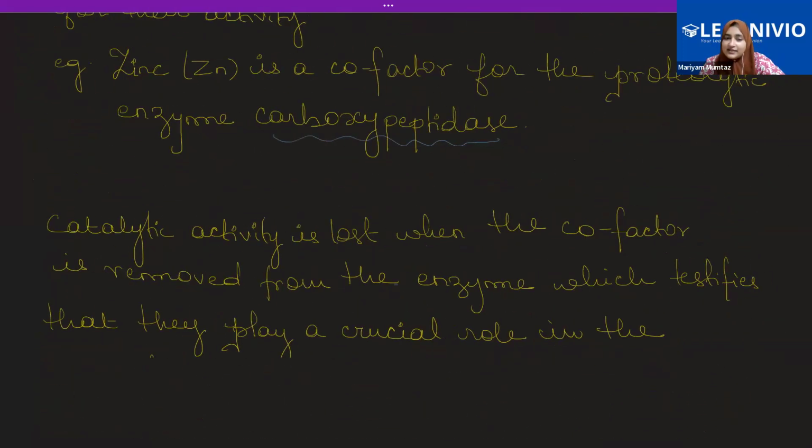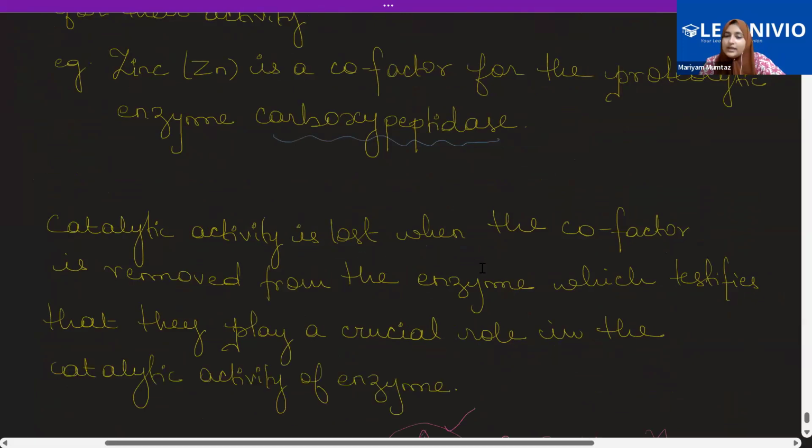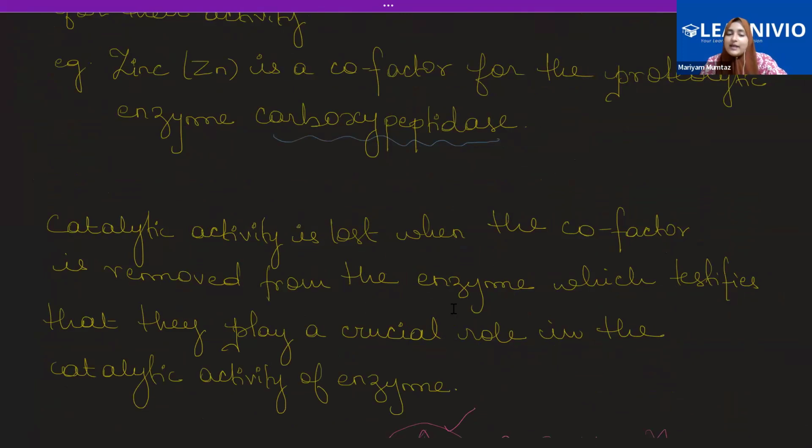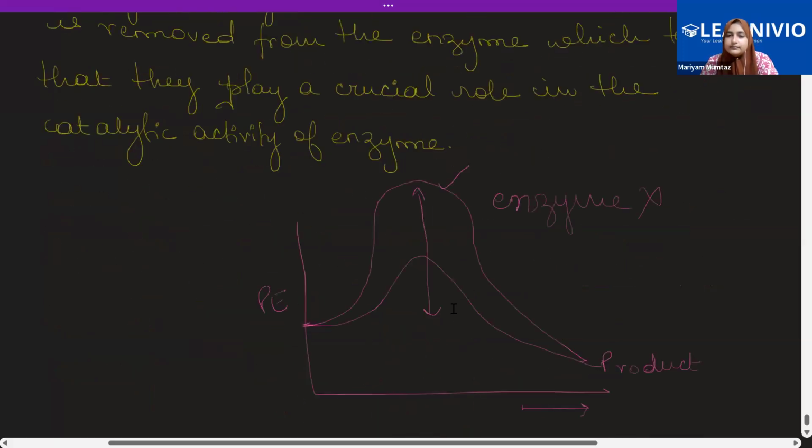Catalytic activity is lost when the cofactor is removed from the enzyme. So this tells us that for superior catalysis by the enzyme, cofactors are very important. All in all, what are cofactors? These are those molecules, those chemicals that enhance the activity of the enzyme. Clear? Yes, ma'am.